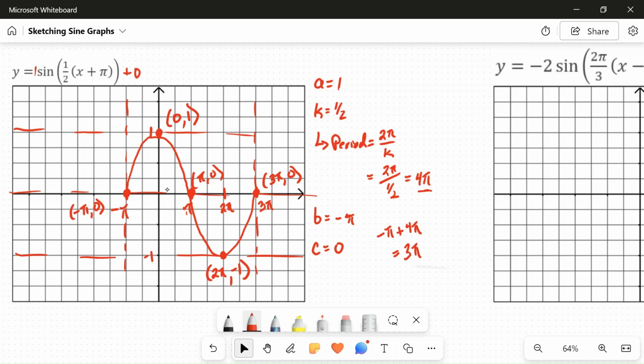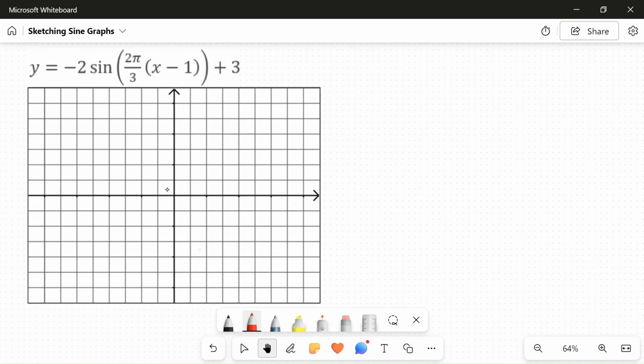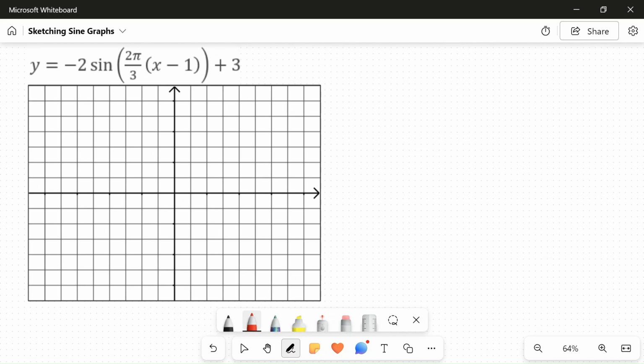All right, let's try one more, and then we'll be done. In this case, we have y equals negative 2 times the sine of 2 pi over 3 times the quantity x minus 1, and then plus 3 on the outside. Let's follow the same process. I'm going to list out my amplitude, which is a 2. Amplitude tells me 2 units up and 2 units down from the midpoint. It is also negative, which means I need to reflect my graph over the x-axis.